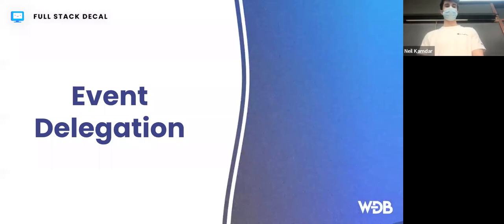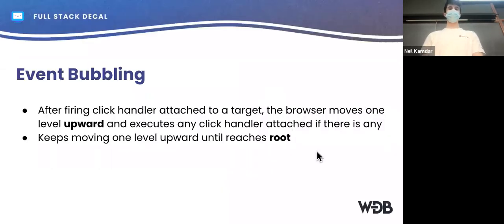So now we're going to talk about event delegation. There's this concept called event bubbling. Essentially, after firing a click handler attached to a target, the browser always moves upward inside the DOM and executes any click handler attached above it. So let's say you have like 5 buttons layered within each other.